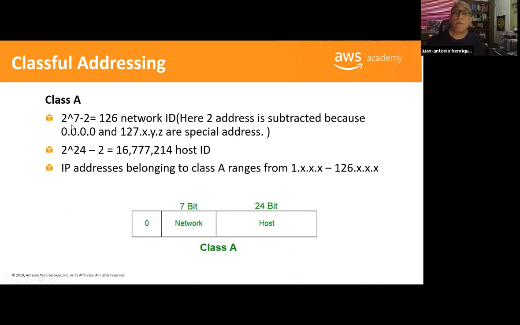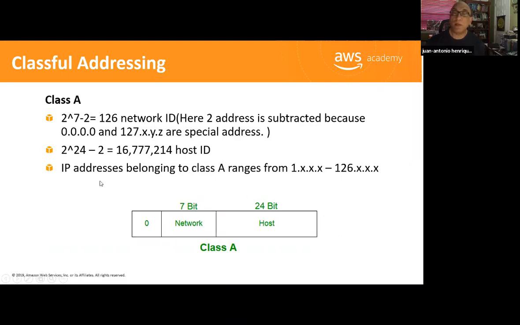Remember, since there are 2 addresses that cannot be used, one for the network and the other one for the broadcast, you really have a total of 2 to the 7th minus those 2 that we mentioned are reserved. So you have a total of 126 network IDs, because we subtracted the all-zeros and all-ones addresses, which are special. And when you look at the number of hosts, the same thing: you'll have 2 to the 24 minus 2 total host addresses available.